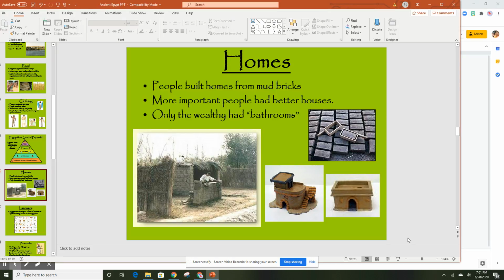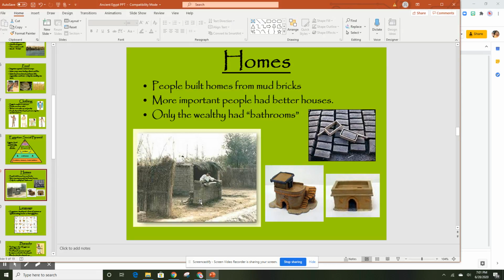So you have to take into account the geography of Egypt. There were not a lot of trees, there was not a lot of wood to use. Just like in ancient Mesopotamia, one thing that they had a lot of was clay and mud. So they would make mud bricks. And you can see here, they would use these shapes to make the shapes of their bricks, and they would lay the bricks up like this.